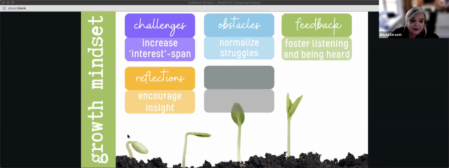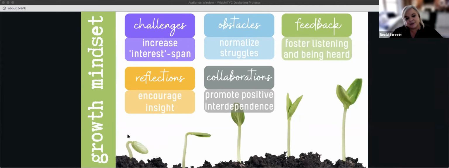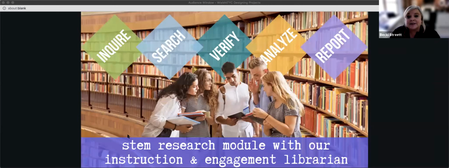Reflections, I want them to have some insight to think about things and not just take everything at face value, of course. And then collaborations to promote positive interdependence. And because I mainly assign these projects in core math classes, most of my students don't have much experience in the way of scientific research.